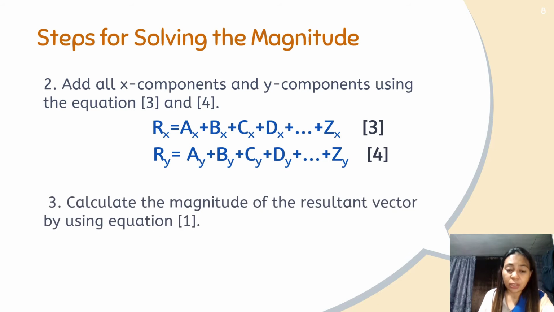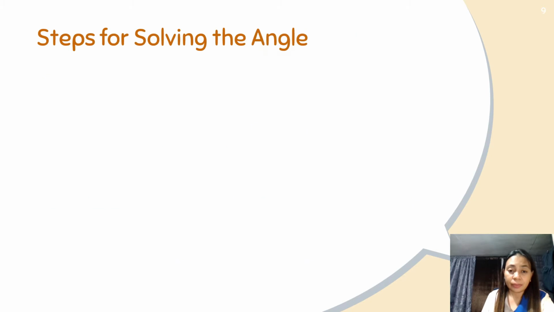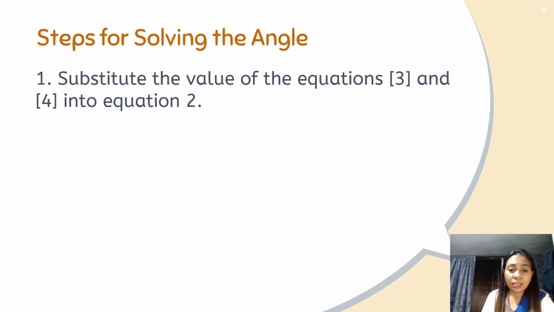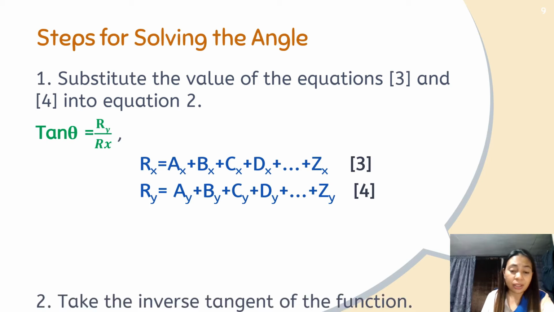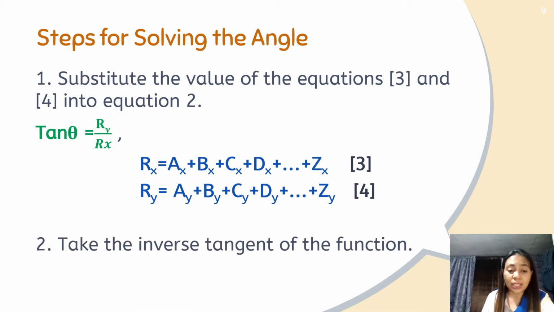And to calculate the magnitude of the resultant vector, we use this. Your bold letter R that's the resultant. Okay, and to solve the angle, substitute the value of the equations 3 and 4 into 2. So tangent theta is ry over rx, where your rx and ry is the sum, okay, of the vectors. Then we take the inverse tangent of the function.